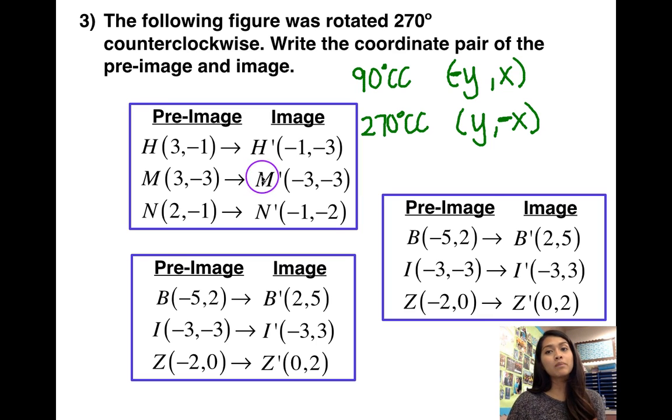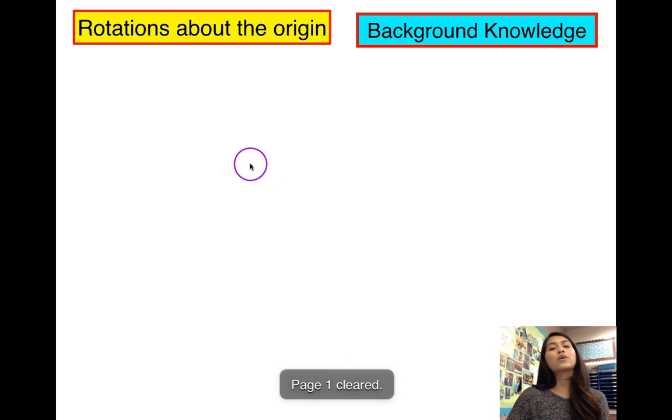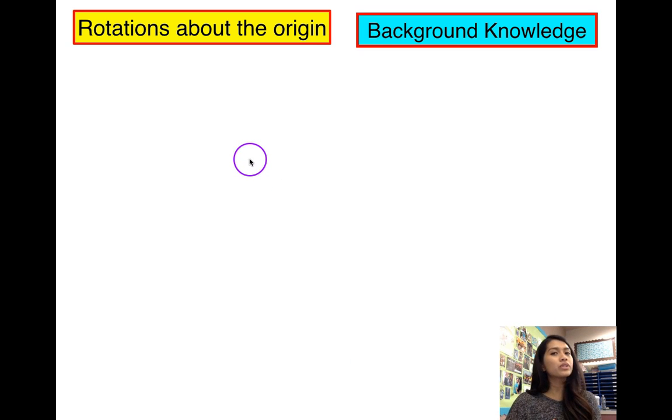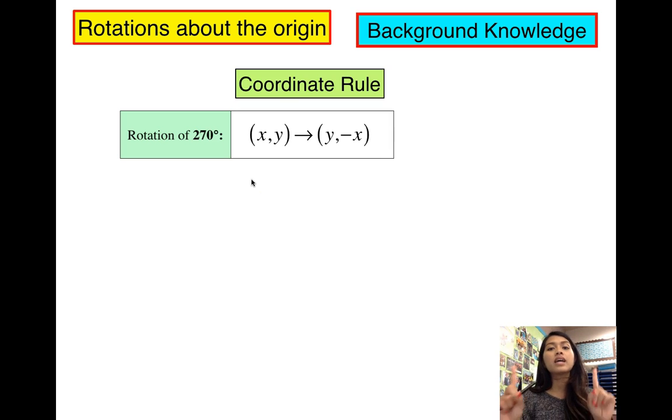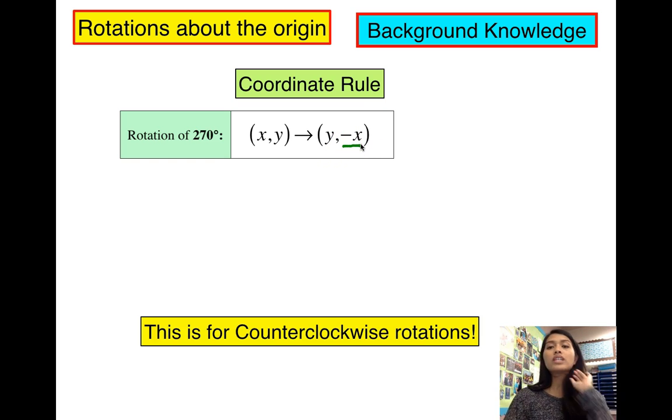Okay, so now we're just going to go ahead and move on. Let's go ahead and write down the actual coordinate rule in our notes. So here, for a 270 degree counterclockwise rotation around the origin, we're going to find that the coordinate rule is they are switching, except we do take the opposite value of the new y value, aka the old x value. So let's go ahead and practice some.